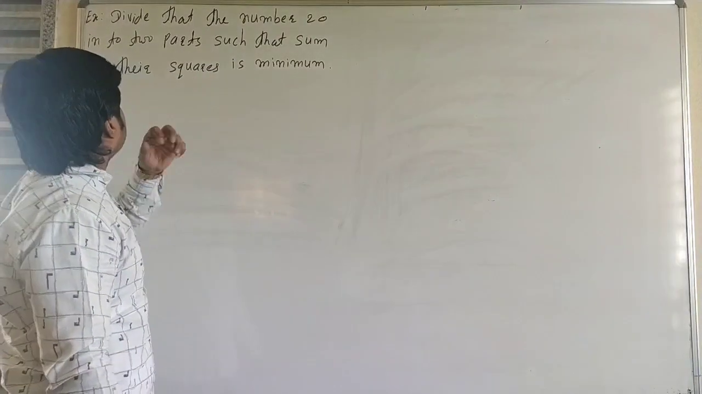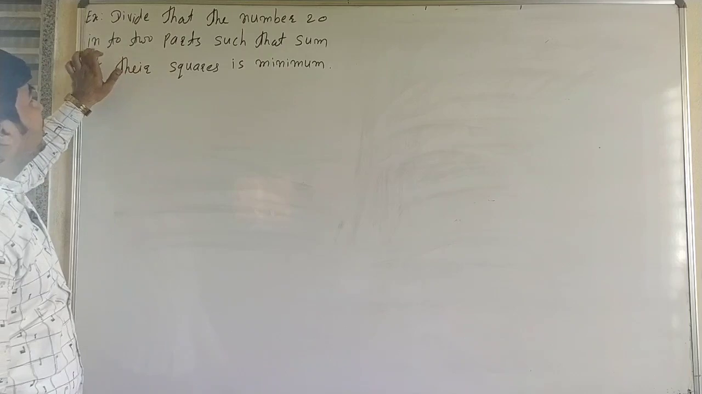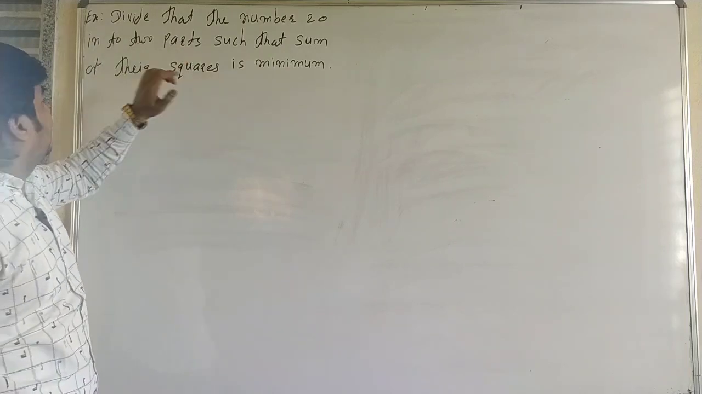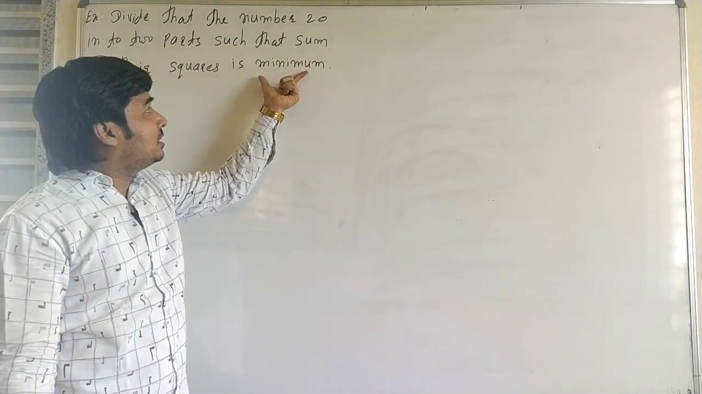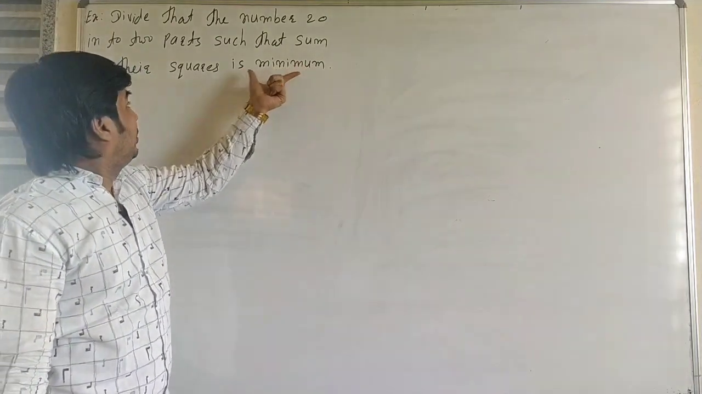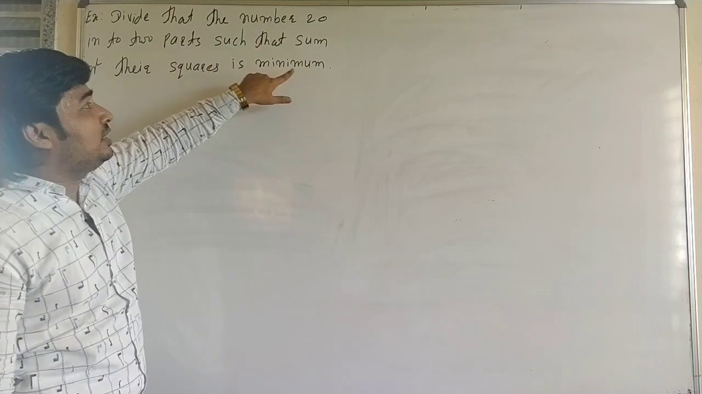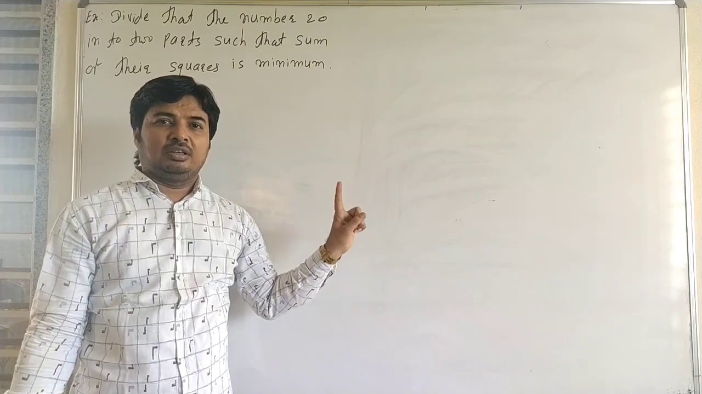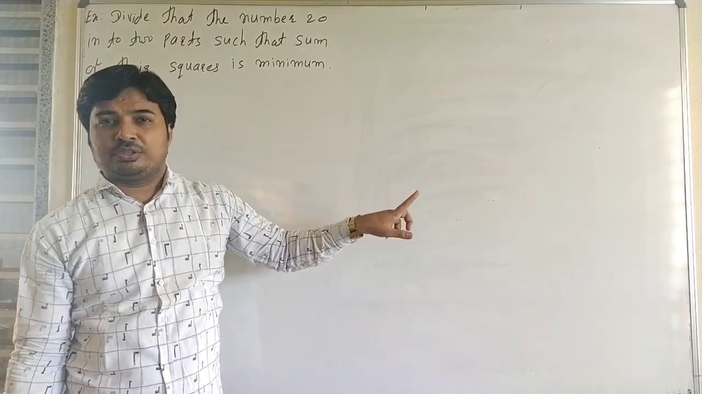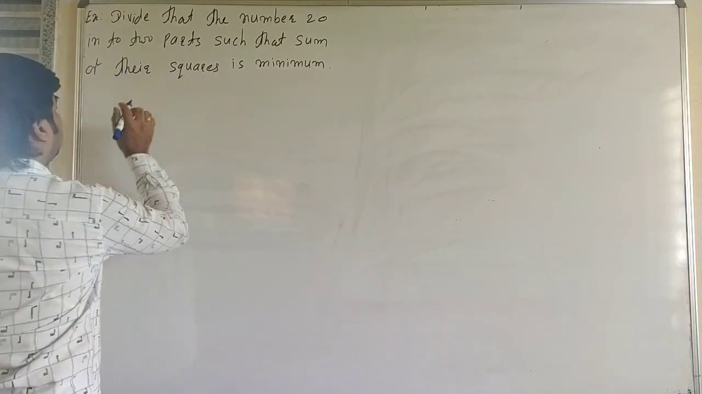Here again, divide the number 20 into two parts such that the sum of their squares is minimum. Here it is a minimum value, and it is the sum of their squares that is minimum. Therefore here we consider x and y are the numbers, then the function x square plus y square is minimum. It is the sum of their squares.